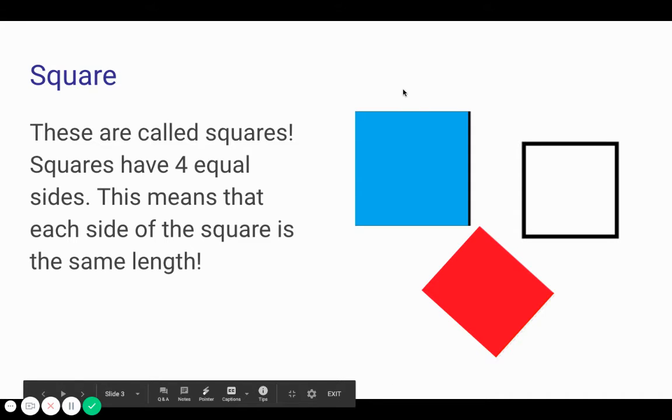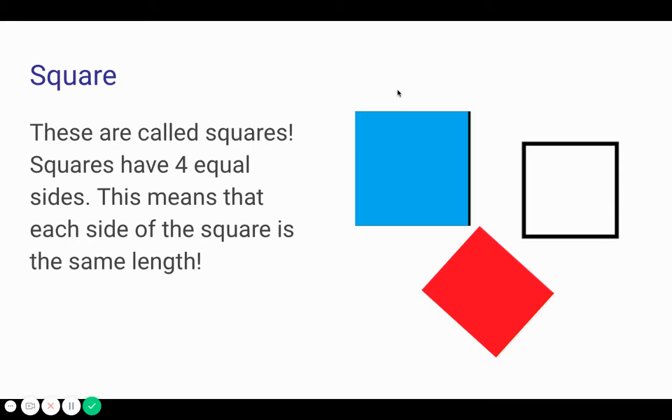All right, let's start with a simple shape. You know this shape. This shape is called a square. Squares have 1, 2, 3, 4 equal sides. That means that each of these sides are the same length. On every single square, each of these sides will be the same length. Okay?